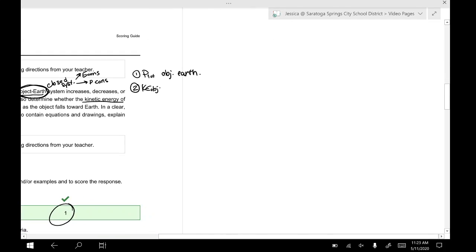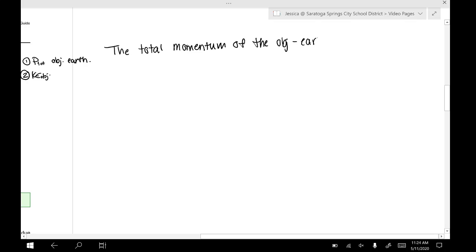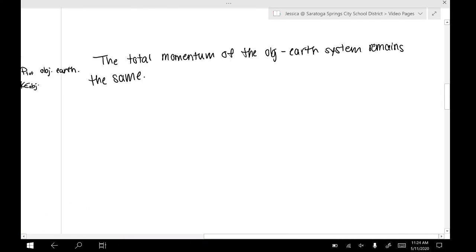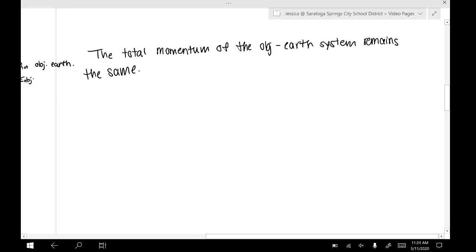Okay, so let's write out that part first. All right, so we're going to answer the question first. So the total momentum of the object Earth system remains the same. Now, I know I was talking about the momentum being conserved. Conserved and remains the same means the same thing. Since they specifically say increase, decrease, or remains the same or stays the same in the problem, I want to use that same wording in my answer. So the total momentum of the object Earth system remains the same.